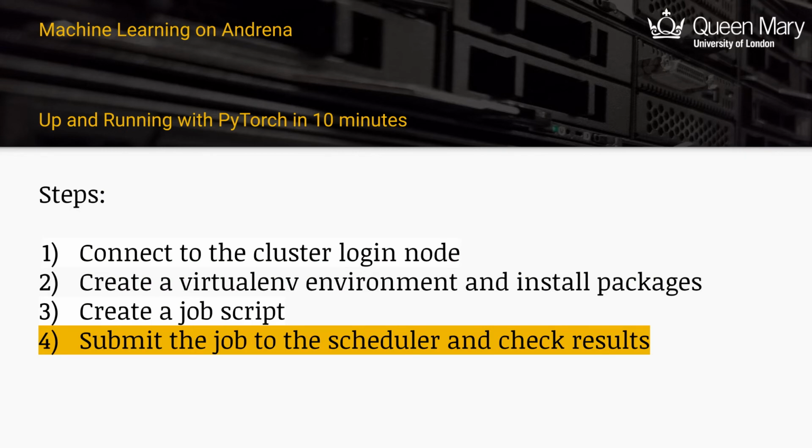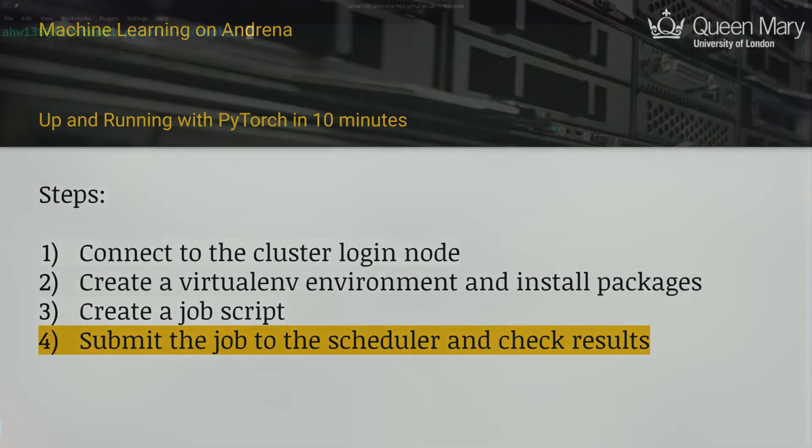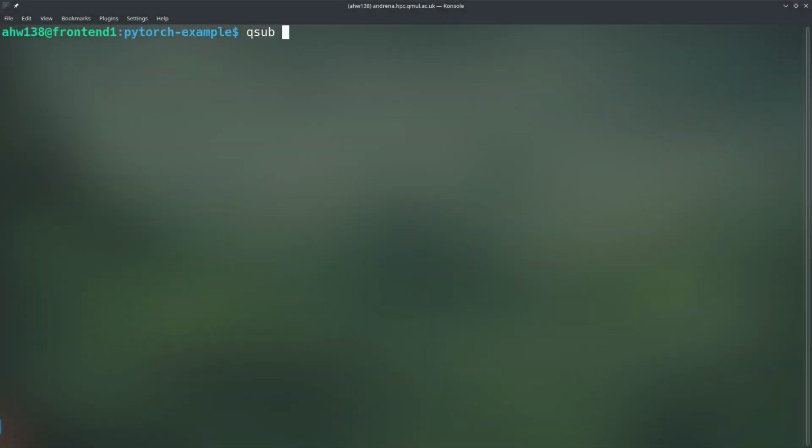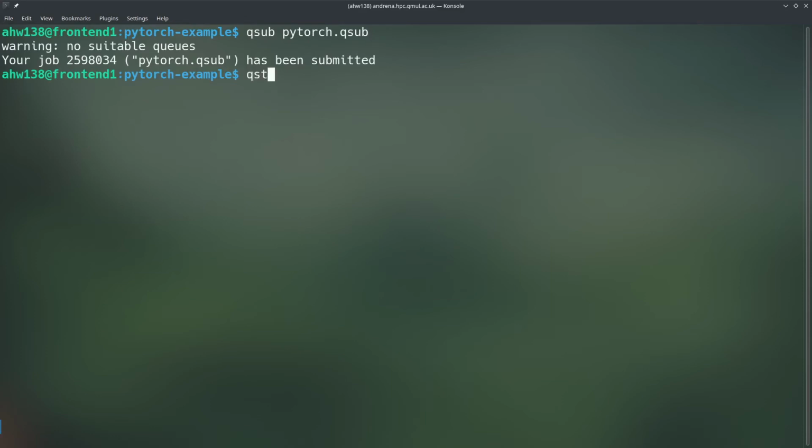Now that we've prepared our job script, we can submit it to the scheduler using the qsub command and the name of the job script. The job will enter the queue and will be executed when resources are available.